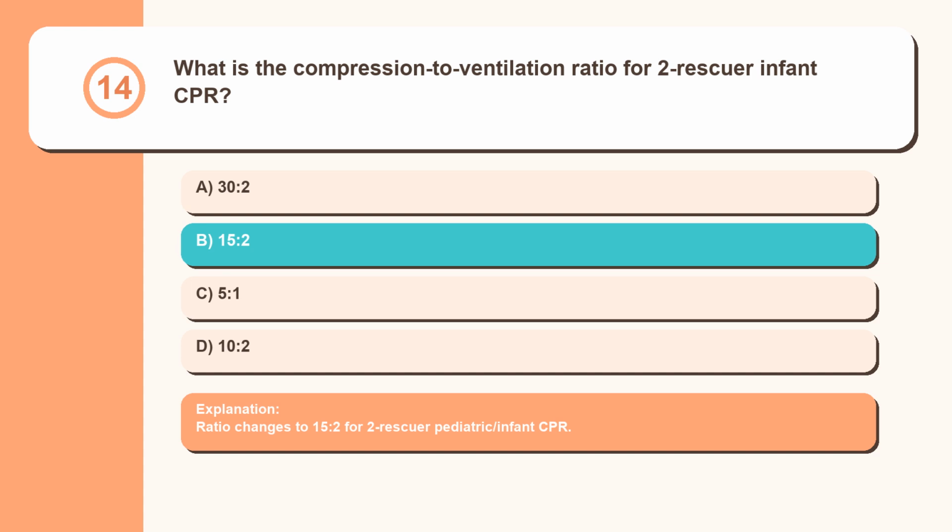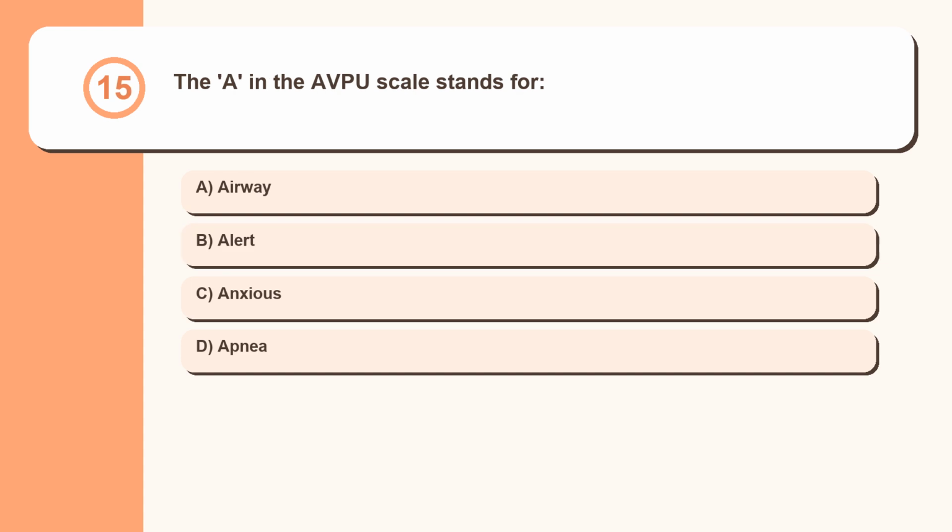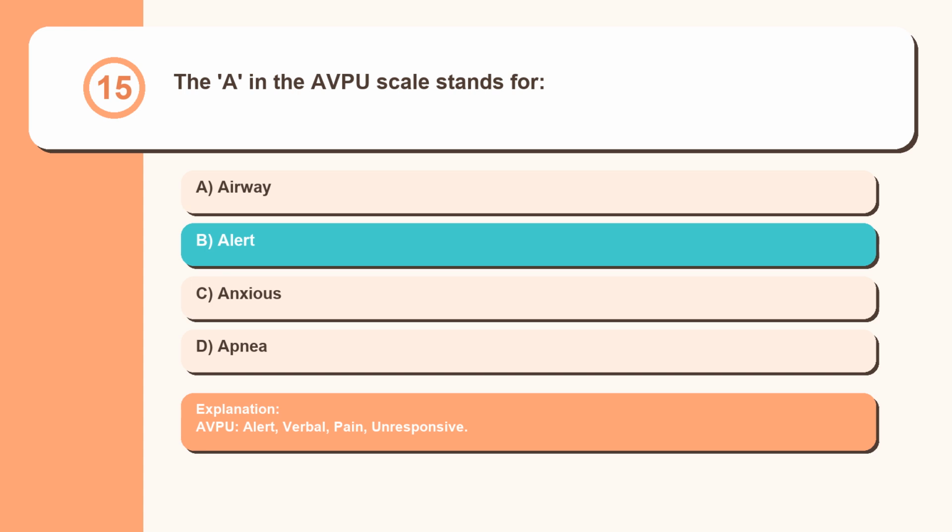Question 15. The A in the AVPU scale stands for: airway, alert, anxious, apnea. AVPU: alert, verbal, pain, unresponsive.